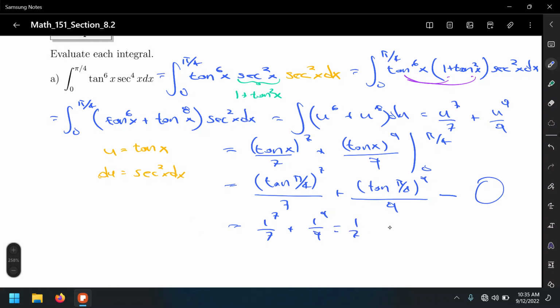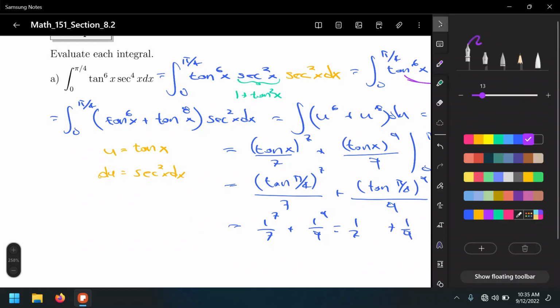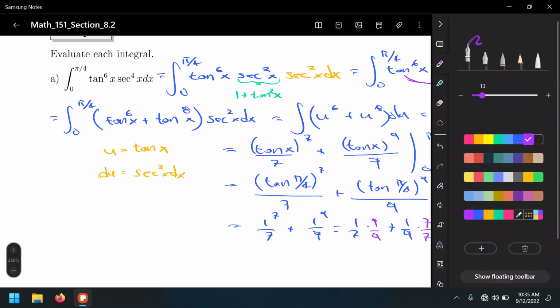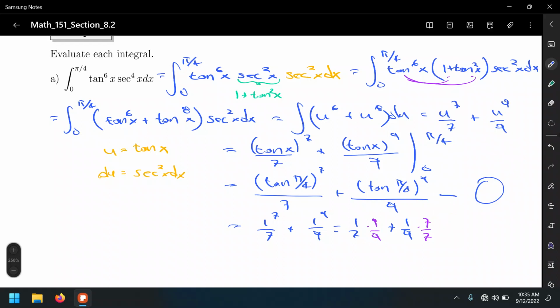That's 1/7 plus 1/9. I left a space here to find common factors so we can combine the fractions together. That means 9 times 7, is that 63? And in the numerator, 9 plus 7, is that 16? And that's the final answer for this integral: 16 over 63.